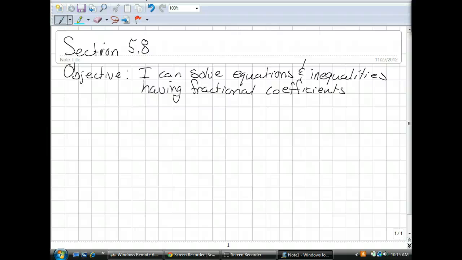Section 5.8, our objective today is I can solve equations and inequalities having fractional coefficients. We're going to start out with just examples. So our first example is x squared over 9 minus x over 6 minus 1/2 equals 0.